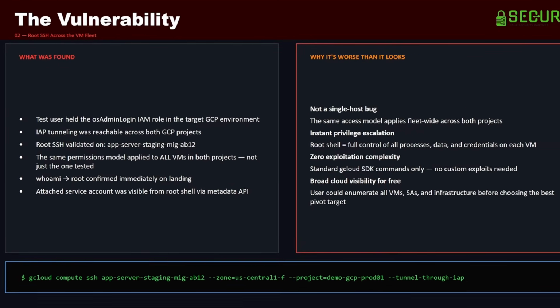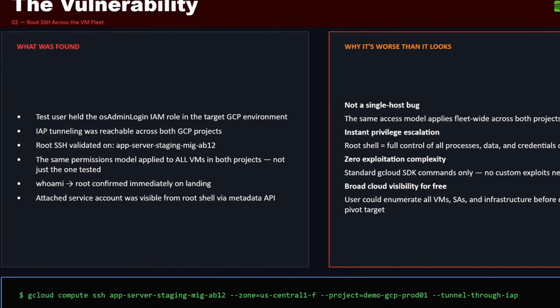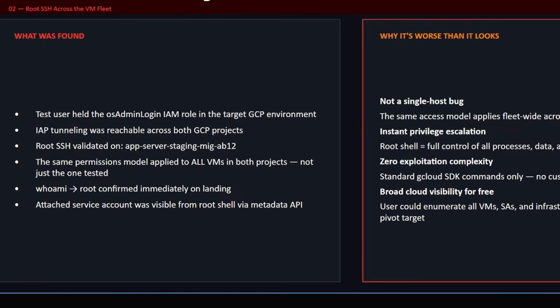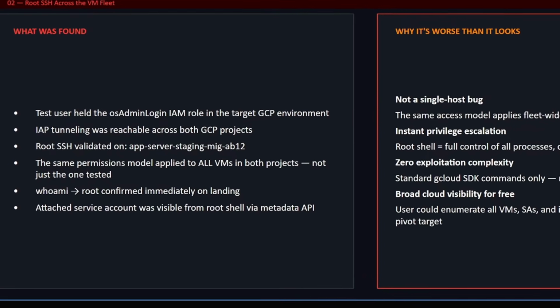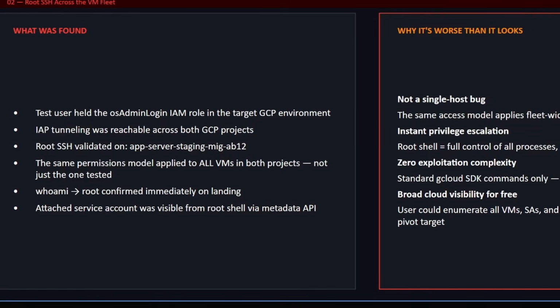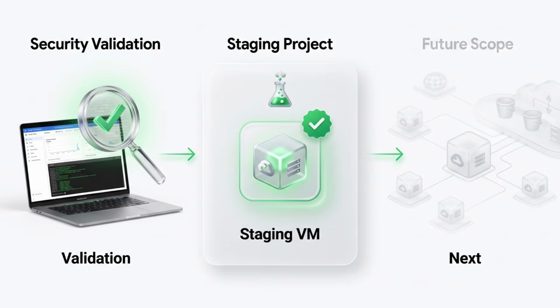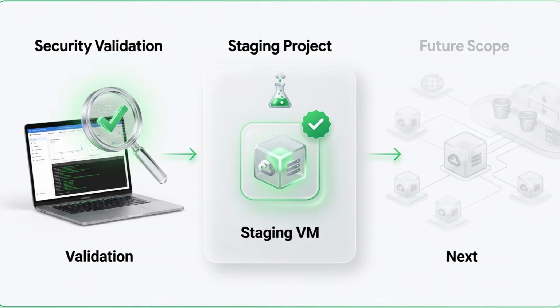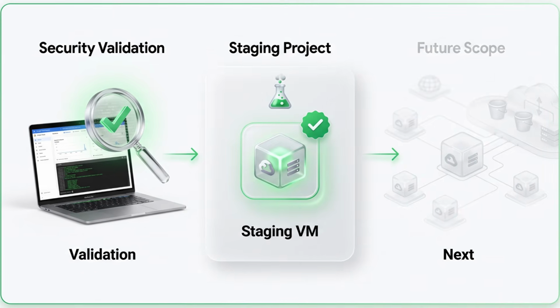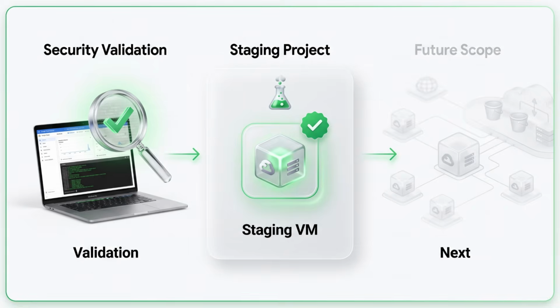That immediately flagged a problem, but the scope of that problem is what made this critical rather than just high. So what we found: IAP tunneling was reachable across both GCP projects in scope. The initial validation was done on a specific staging VM. For the sake of the example, this is the name of that staging VM.